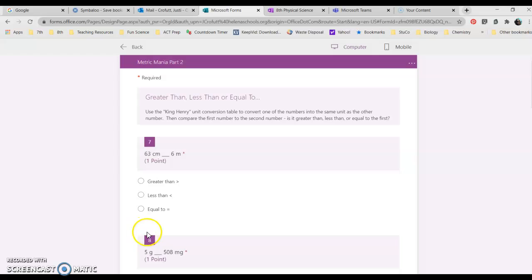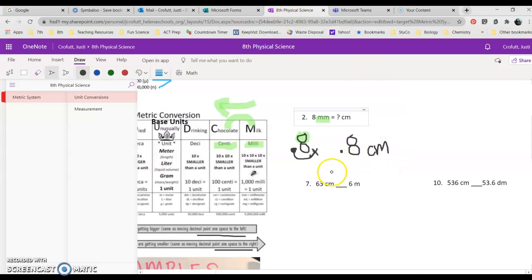All right, section 2 is greater than, less than, or equal to. Use the King Henry unit conversion table to convert one of the numbers into the same unit as the other number. Then compare the first number to the second number. Is it greater than, less than, or equal to? In question 7, I have centimeters and meters. We need to make them both the same, so you can either convert this one to meters or convert this to centimeters. I'm going to do 2 examples for you. These are just a little bit trickier.